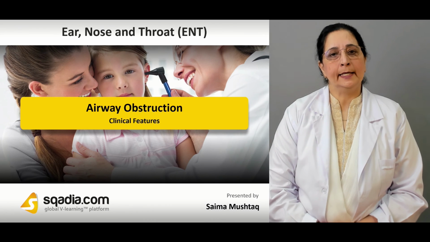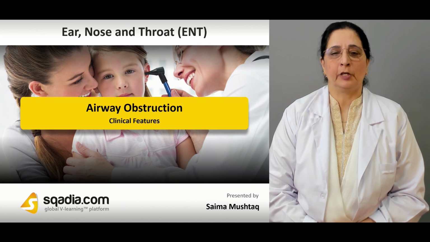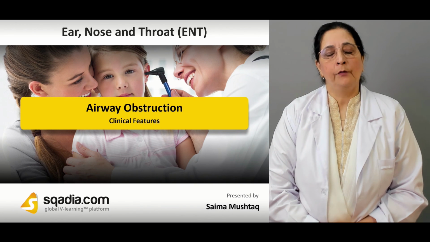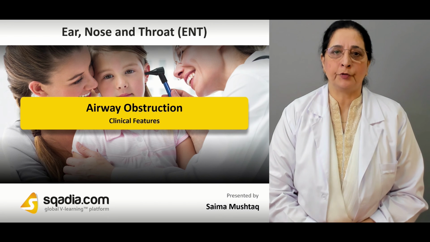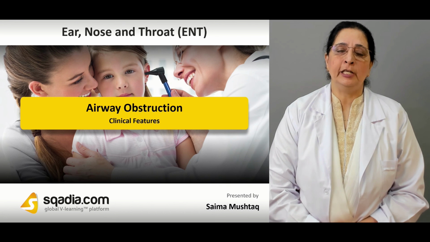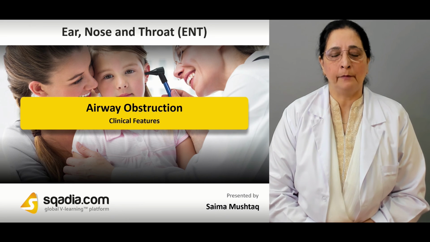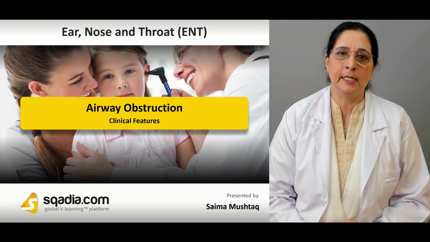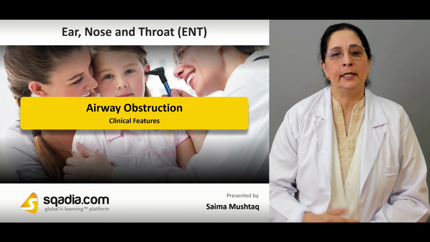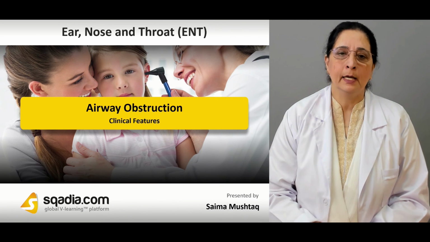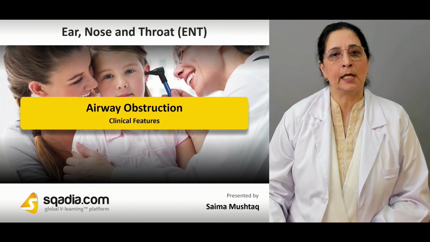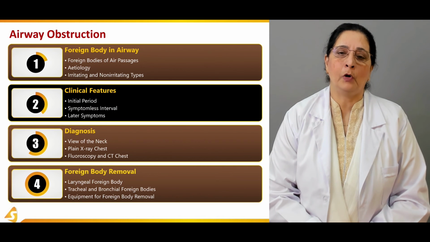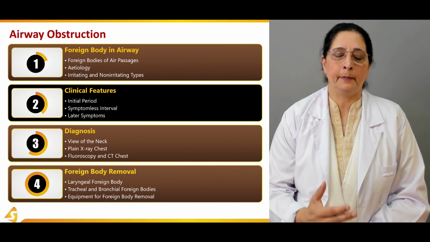Now let's start with the second section of our lecture, airway obstruction. We already talked in the first section about the different types of foreign bodies that can cause airway obstruction, especially in children, which are most prone to airway obstruction by foreign bodies, and some causes in adults also, even though it's not very common. But now in the second section we will discuss the clinical features which are produced by the presence of a foreign body in the airway passages.